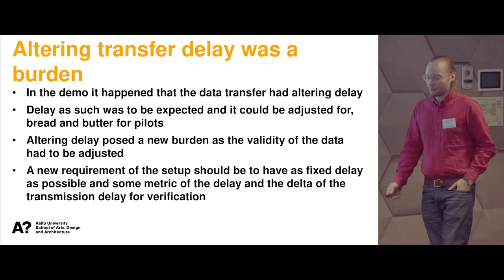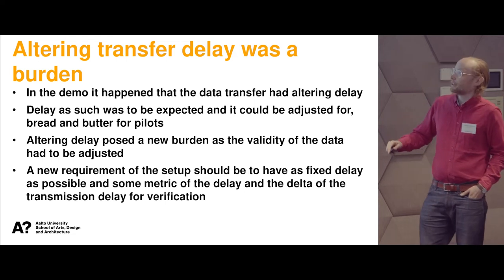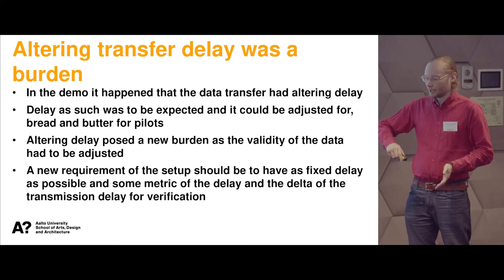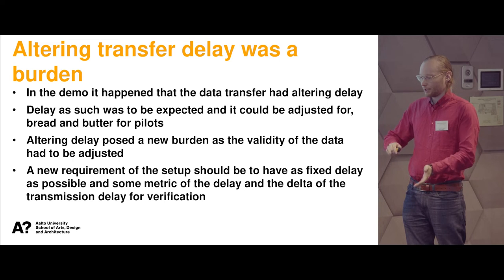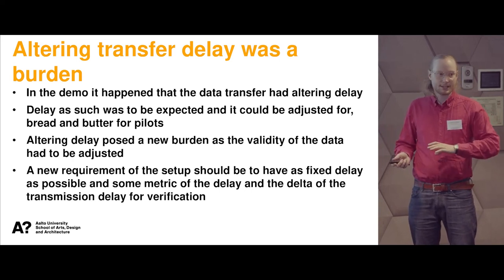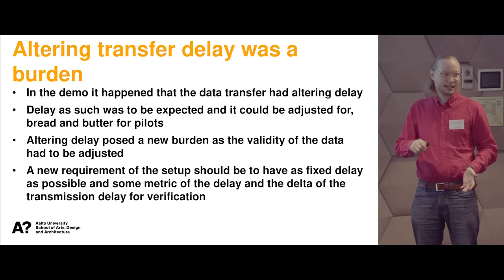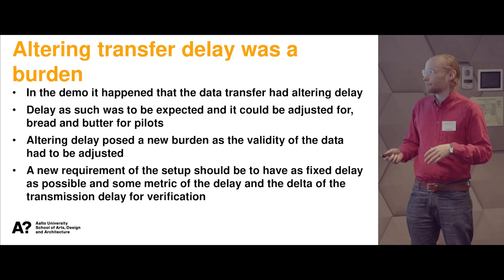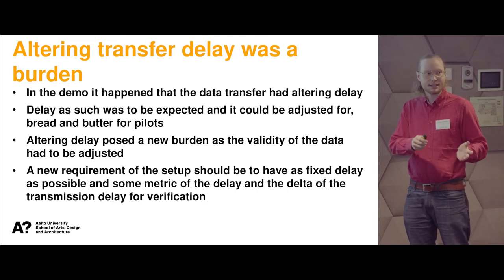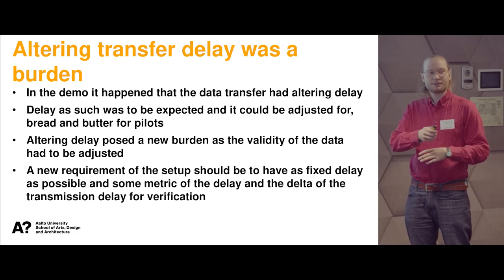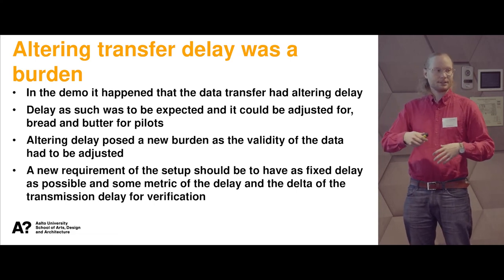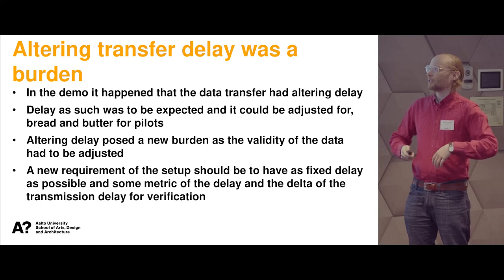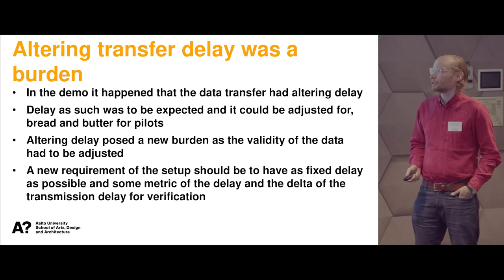Another issue that came up in the demo was that there was an altering delay. And that altering delay from the ship data, so it wasn't clear, was it a 5 second delay or was it a 50 second delay? And the delay is something that the pilots, it's like the bread and butter that they do. They estimate what is the delay of the ship movement, but if the delay from the devices from the ship alters and they don't know what the delay is, it's very hard to do the estimation of the future position of the ship.